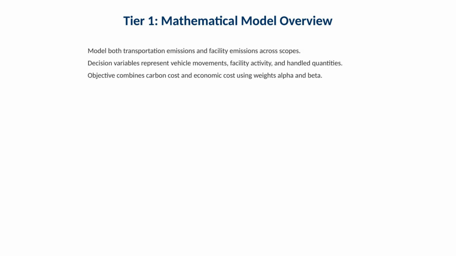Tier 1 builds a rigorous baseline, a multi-objective routing and network model that counts emissions directly from both transport and facilities. The purpose is to connect operational decisions to measurable emissions, not just to report a footprint after the fact. Operationally, this tier answers questions like which modes should carry which flows, which facilities should be active, and how do routing choices change total carbon while still meeting service needs.